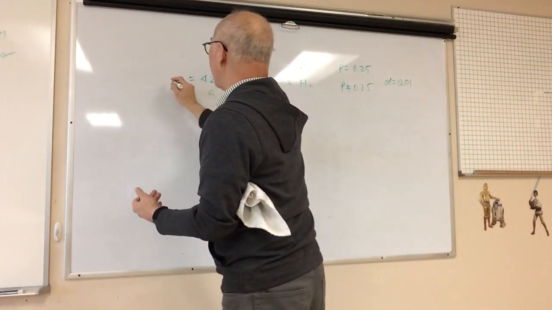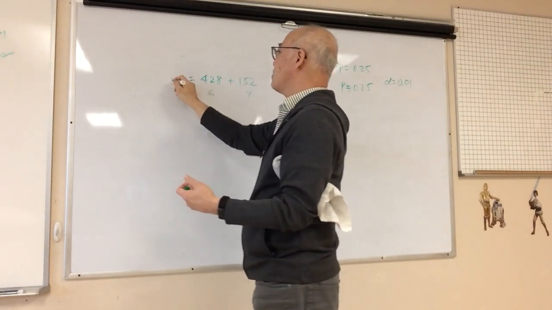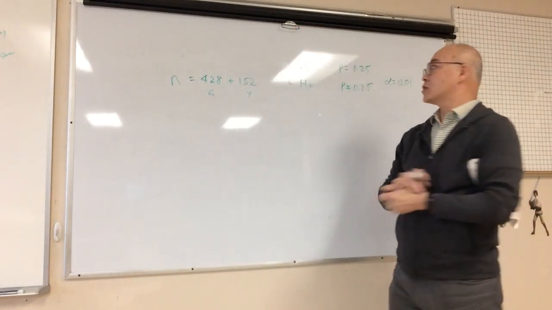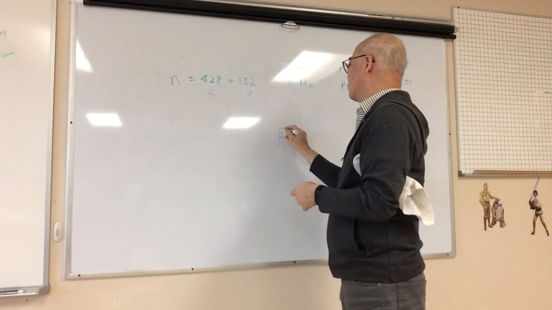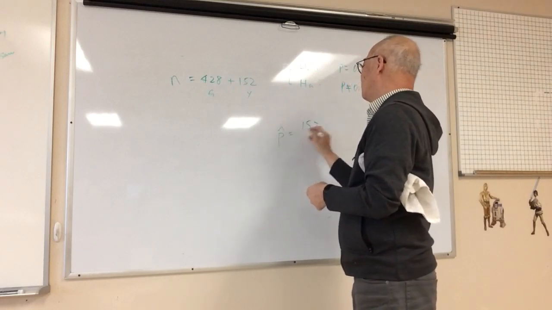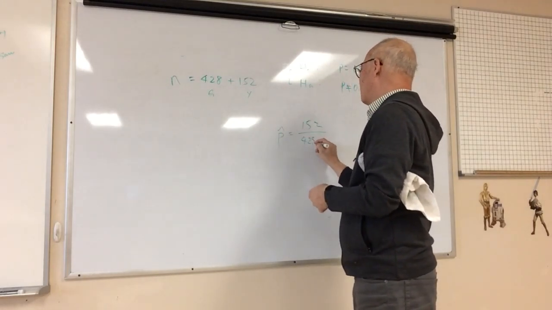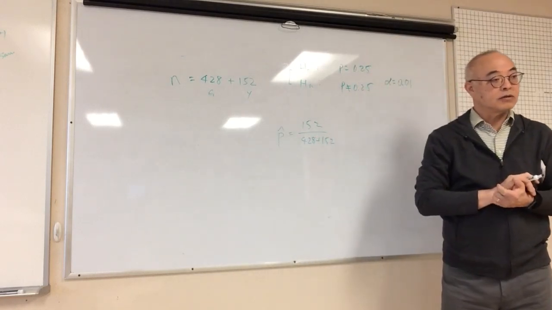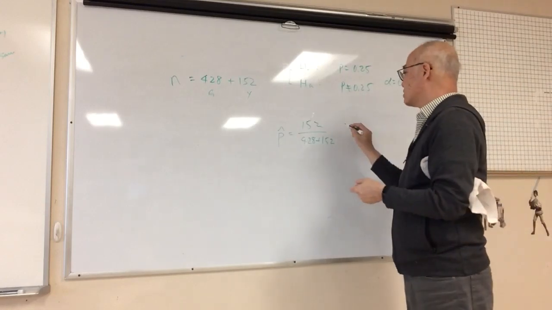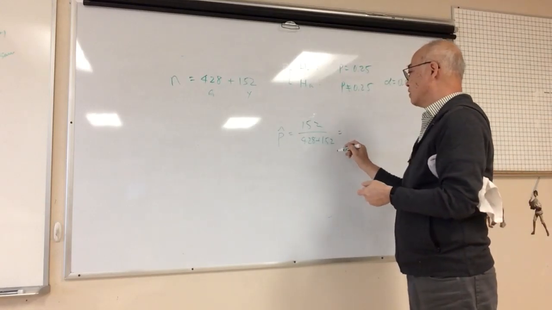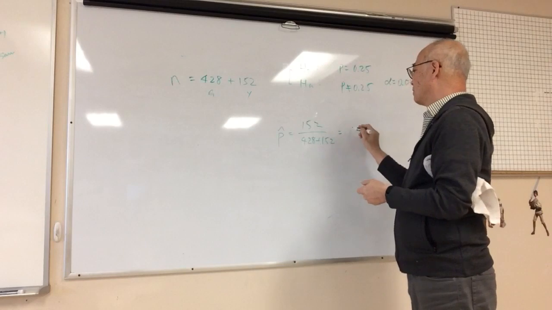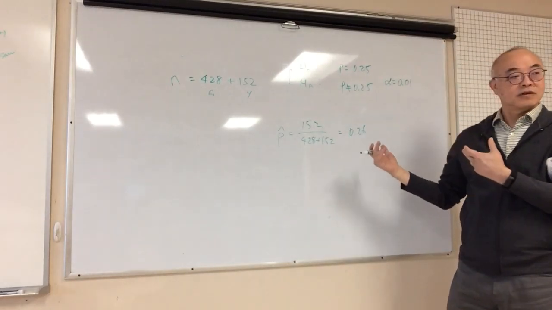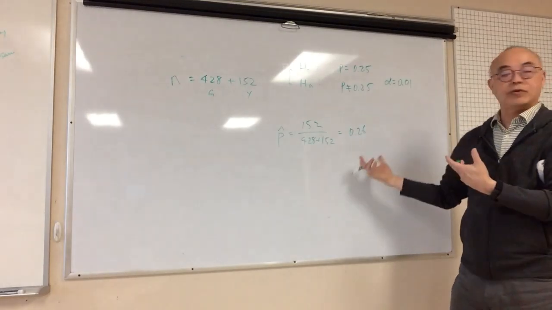What else do we know? When I add these, this is my N, 580. What's my P hat? 152 divided by 580, which is 0.26. Okay, pretty good. So this is how we would do it.